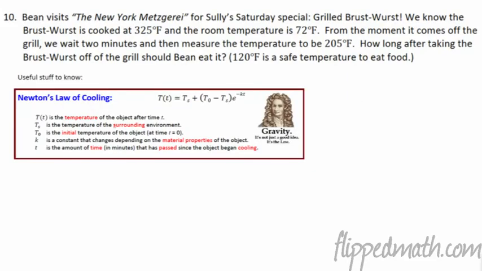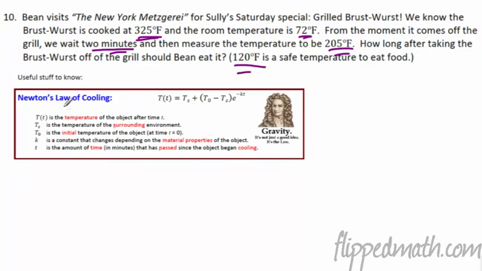So now let's apply this to some word problems. In this case, we're going to do Newton's law of cooling. Bean visits the New York Metzgerei, by the way, in German, Metzgerei is butcher, for the Saturday special grilled Brustwurst. We know that the Brustwurst is cooked to 325 degrees Fahrenheit. The room temperature is 72, and when it comes off the grill, you wait 2 minutes, and then you know it's 205 degrees Fahrenheit. How long after taking the Brustwurst off the grill should Bean eat it, assuming that 120 degrees is safe?